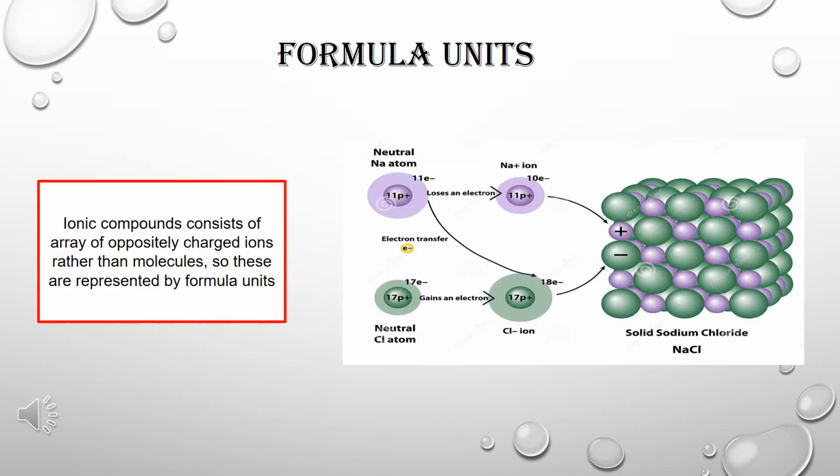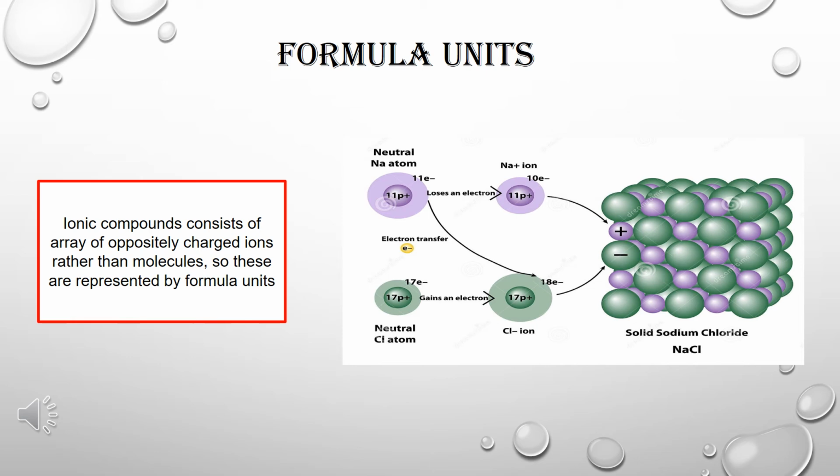Now, as you know about the definition of ions and how they can be formed, you should know that there are certain types of compounds which are known as ionic compounds, and they are made up of ions and not of individual molecules. Ionic compounds basically consist of an array of oppositely charged ions rather than molecules. So they are represented by formula units and not by their molecular formula.